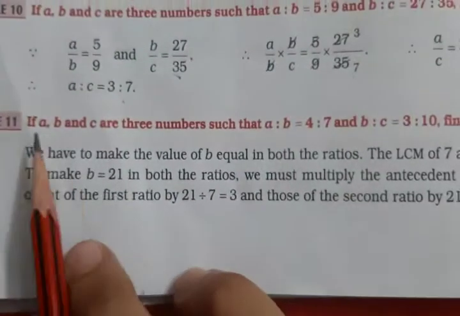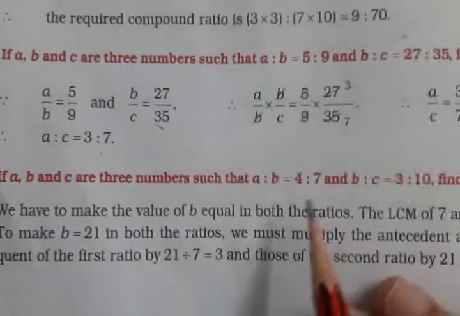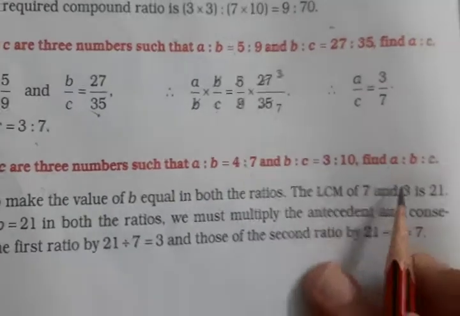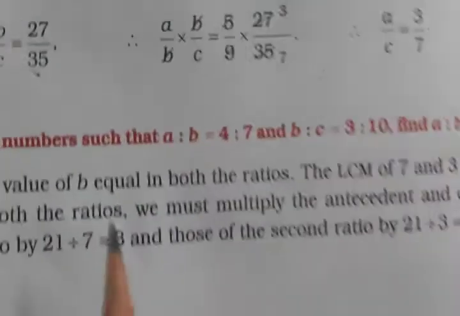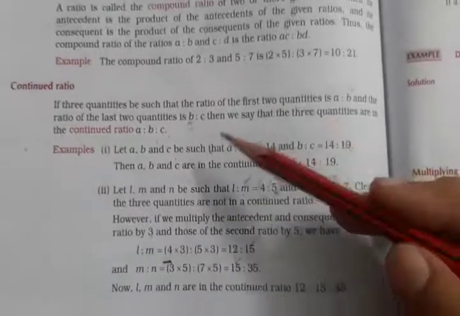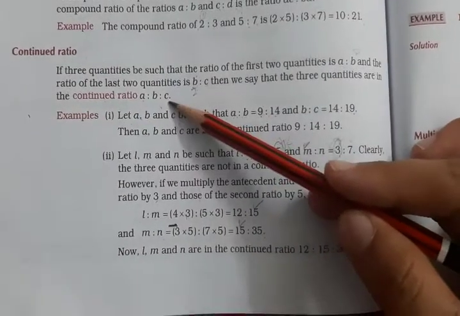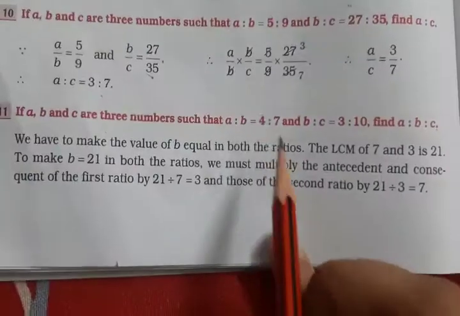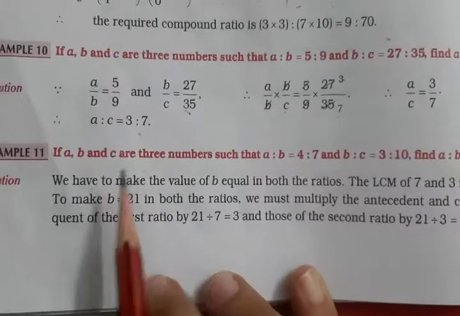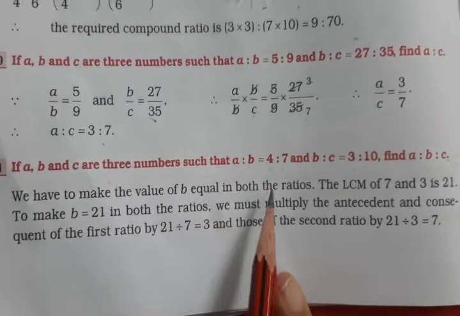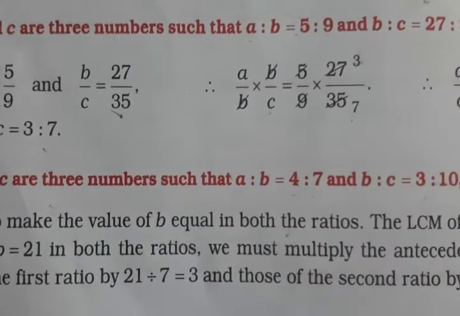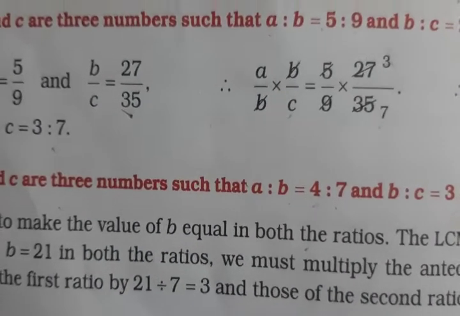Understand? Now if A, B and C are three numbers such that A ratio B is equal to 4 ratio 7 and B ratio C is equal to 3 ratio 10, find A ratio B ratio C. Now this ratio is like a continued ratio. See the continued ratio definition, A ratio B ratio C. Now for a continued ratio, this B is the same, but here the B is different. Now if we want to make the B equal in both parts, we want to make these B equal.